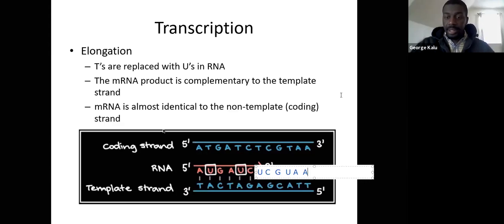Cool. Okay, so that's our elongation process. That's how we're going to form the mRNA, and again, we're going to be adding to the 3' direction of the RNA molecule. Okay, cool.